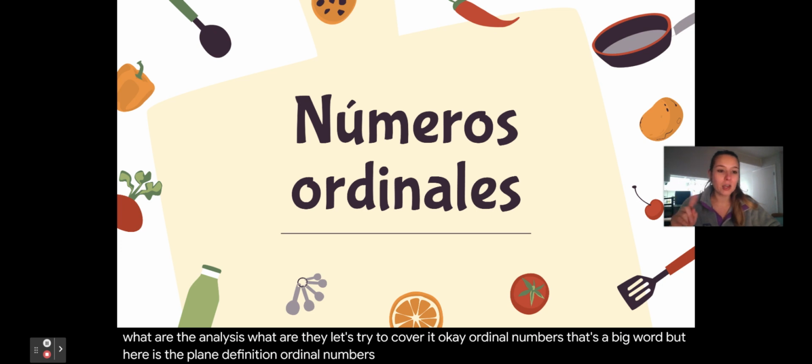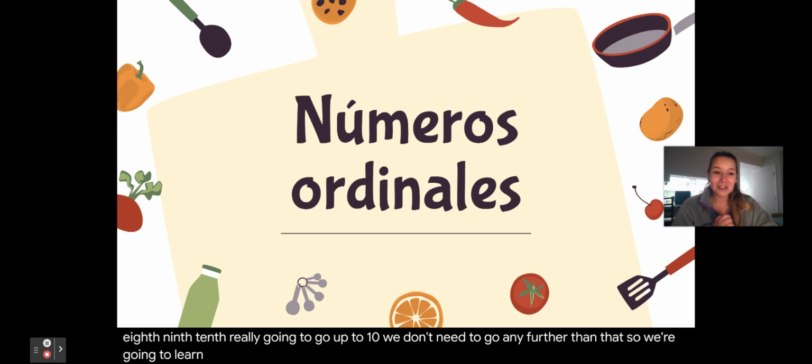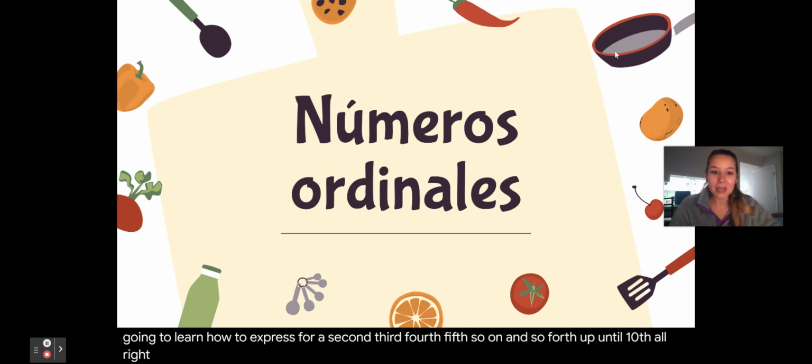Ordinal numbers are like first, second, third, fourth, fifth, sixth, seventh, eighth, ninth, 10th. We're only going to go up to 10th. We don't need to go any further than that. So we're going to learn how to express first, second, third, fourth, fifth, so on and so forth, up until 10th. All right, here we go.